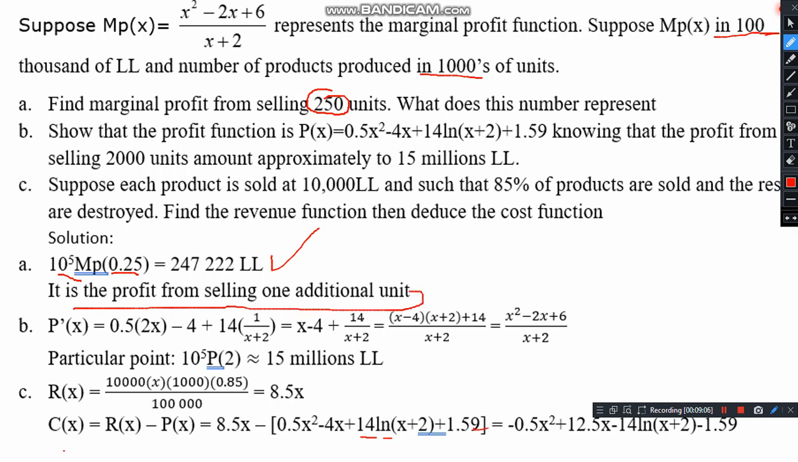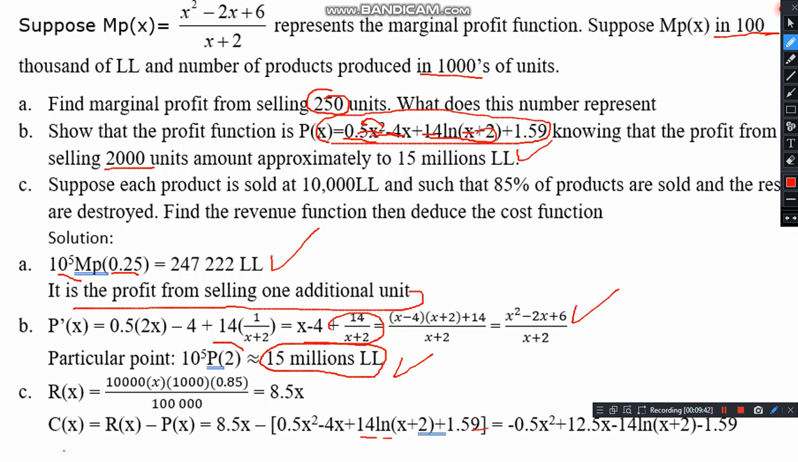B, show that the profit is this one. So we need to do the derivative. So the derivative is x minus 4 plus 14 over x plus 2. So if you do the same denominator, you have this one. Knowing that the profit from selling 200 units, P of 2, is around 15 million. So I do P of 2 here. I replace by P of 2. So 4 times 0.5 is 2, minus 8, plus 14 ln 4, plus 1.59. If you do it on the calculator, you're going to get 15 million Lebanese lira, which is correct.